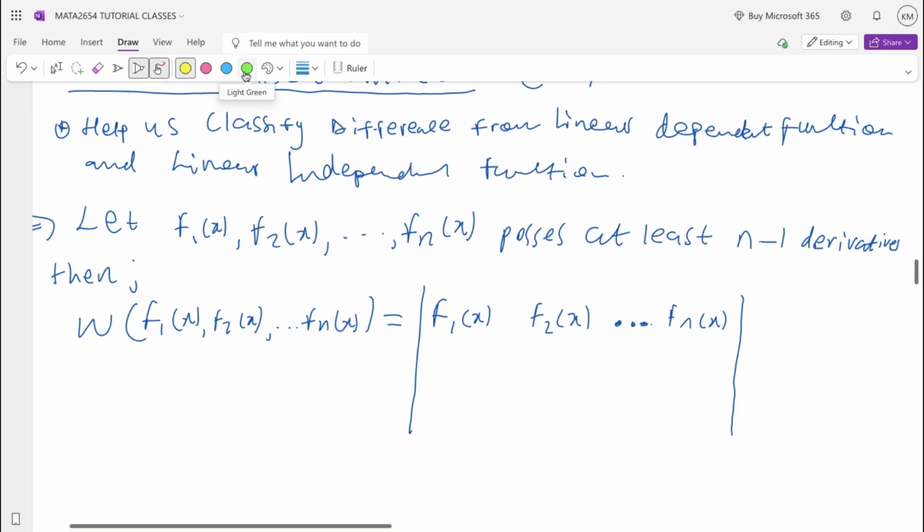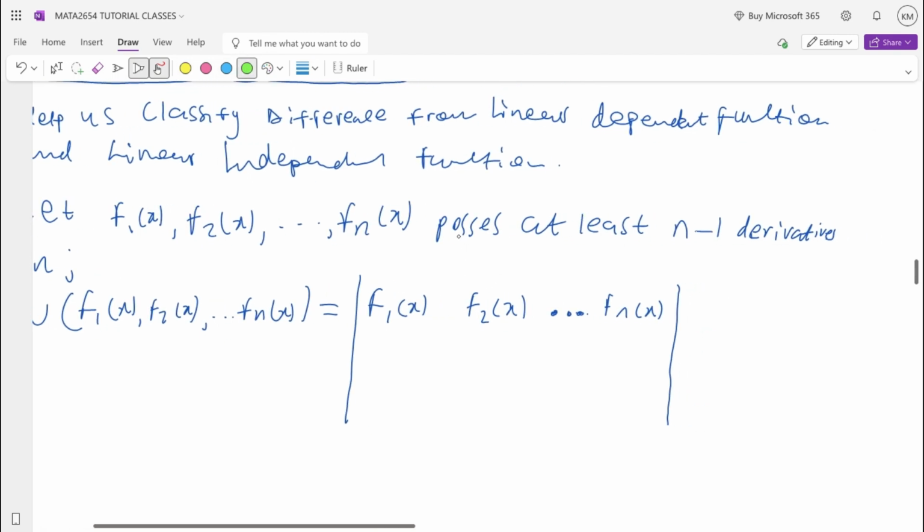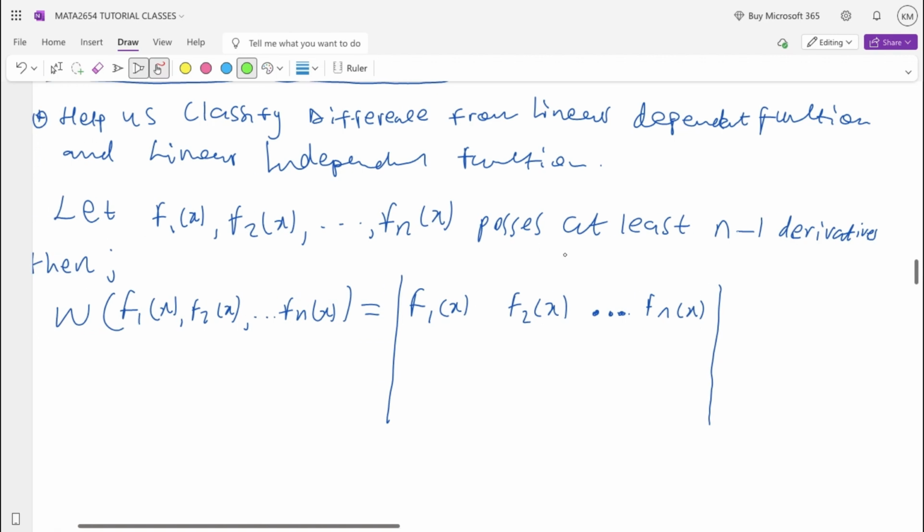I'm going to highlight the most important part. We say these functions possess at least n minus 1 derivative. They possess at least that. So this is the important thing that you have to keep in mind. They possess at least n minus 1 derivative. So that is to say we are going to derive. As we are going down the columns, we are going to be deriving this function until the n minus 1 derivative. Okay.